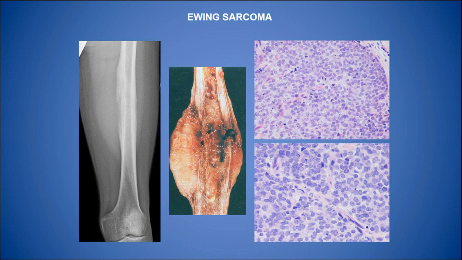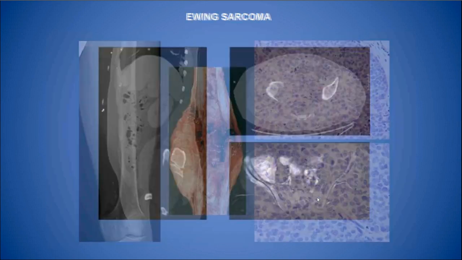The histomorphology, again, is that of a monotonous proliferation of small round blue cells, relatively uniform, scattered mitoses, and nucleoli that are considered to be inconspicuous. They're very small. There's really no significant amount of matrix production by the tumor.